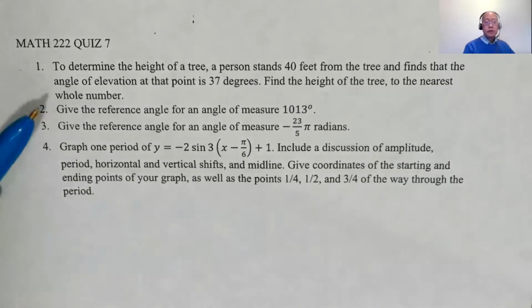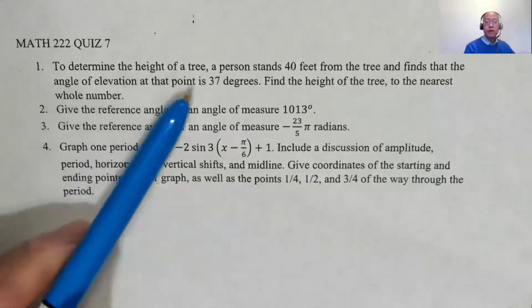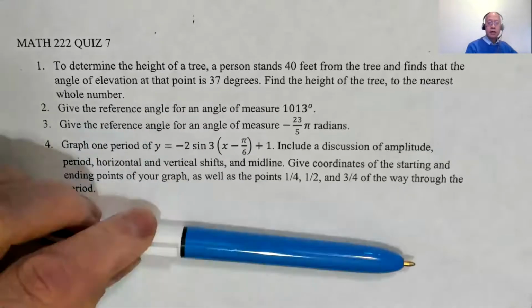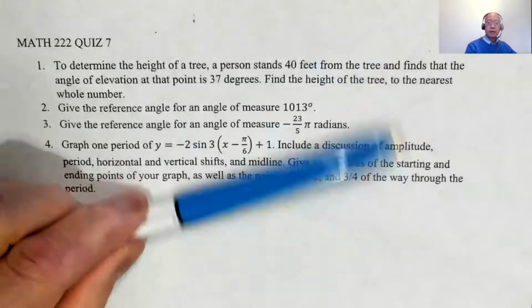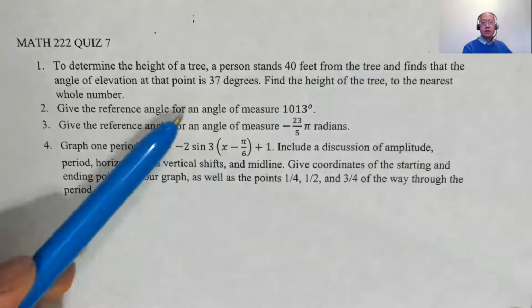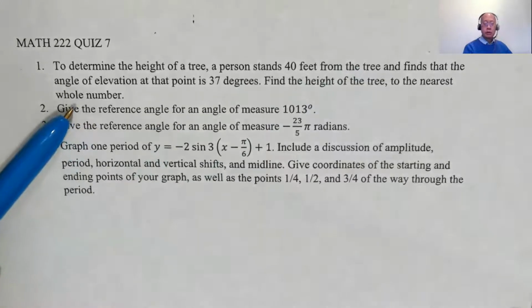Okay, number one, to determine the height of a tree, a person stands 40 feet from the tree and finds the angle of elevation. So you're looking up like that. Angle of elevation is 37 degrees. Find the height of the tree to the nearest whole number. So we've done problems like that. Look back in your notes as to how we do a problem of that type.